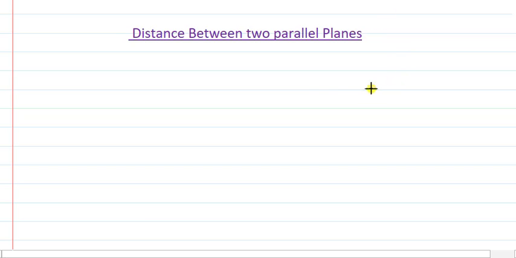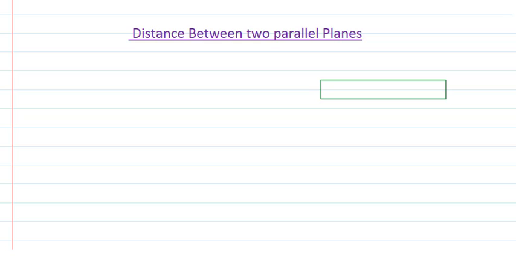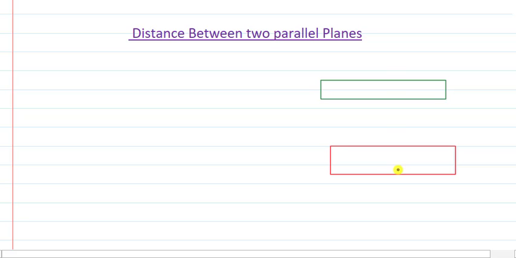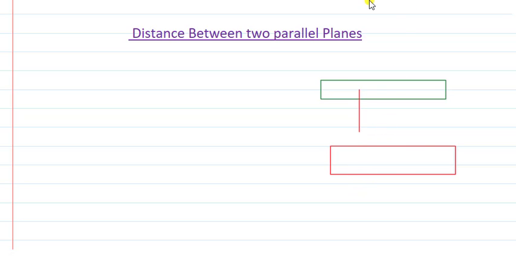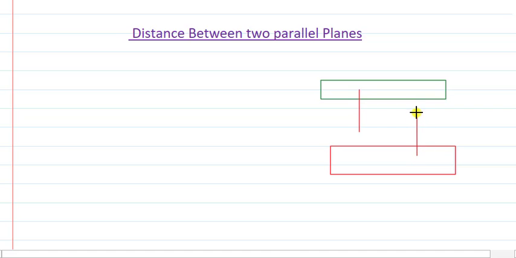As for example, if we look at the figure of two planes, this is one of the planes and this is another plane. These two are the parallel planes. So clearly, if we draw a normal to this plane or a normal to this plane, the two normals are parallel to each other, and when normals are parallel to each other, it means their direction ratios are in proportion.